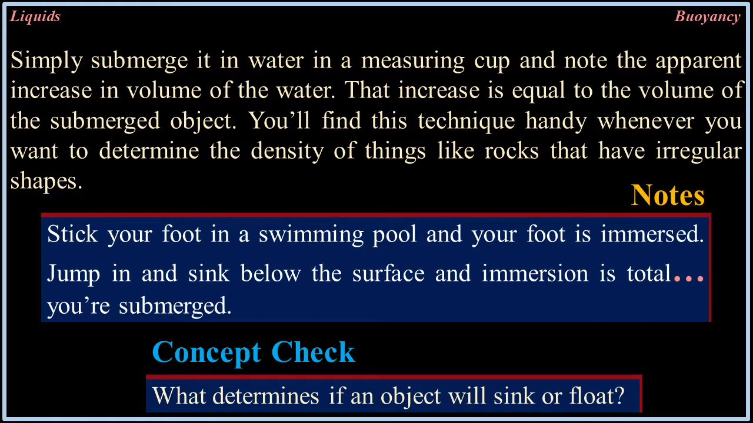Simply submerge it in water in a measuring cup and note the apparent increase in volume of water. That increase is equal to the volume of the submerged object. You'll find this technique handy whenever you want to determine the density of things like rocks that have irregular shapes.